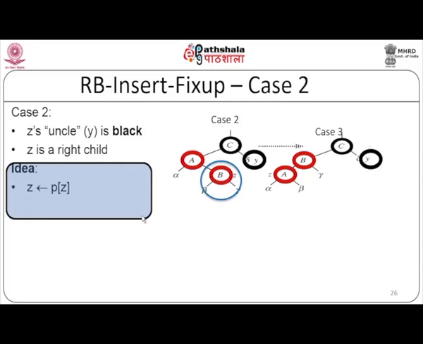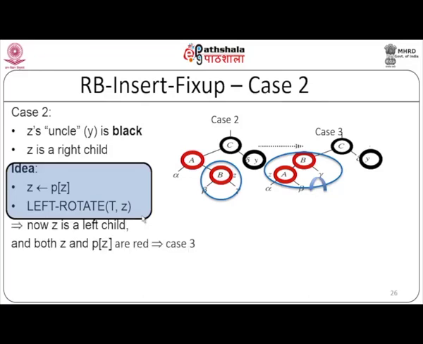Now, here the idea is, z becomes the parent of z. So, that is the new z. Now you interchange the two. So, you do a left rotate with respect to z, and now z is a left child. Now, z is a left child and both z and P of z are red. So, this becomes a case 3.